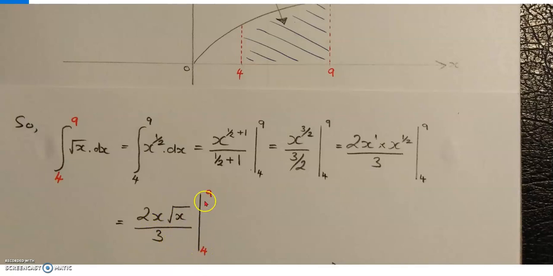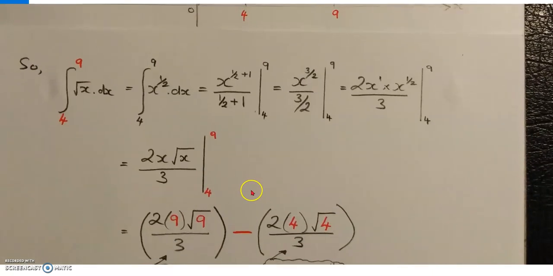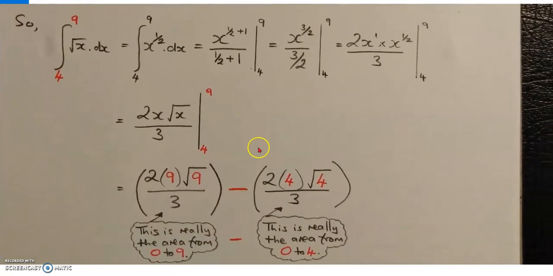Notice we still have not yet applied the limits, and this is now what we do when we've simplified the algebra as much as we can after the integration. So what we do now is put in the limits of this 9 into there, and then the 4, and we subtract the limits when it's 4. What does that look like? Well, it looks like this. Let's put that up like that.